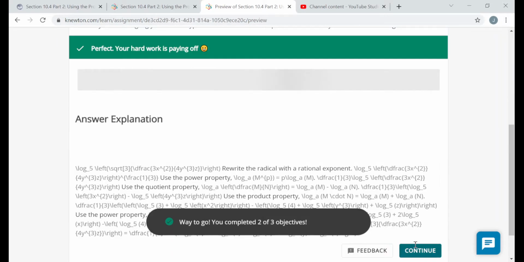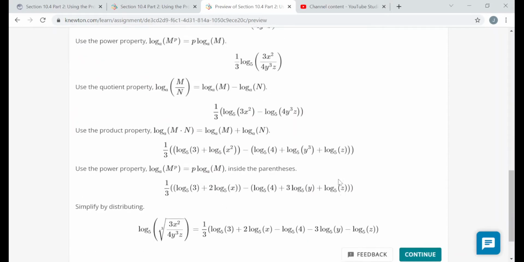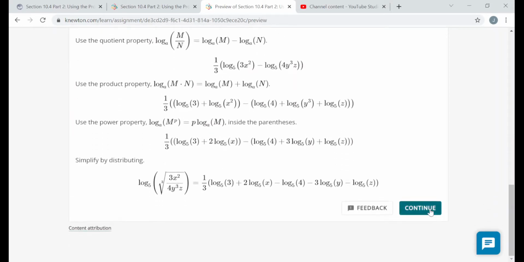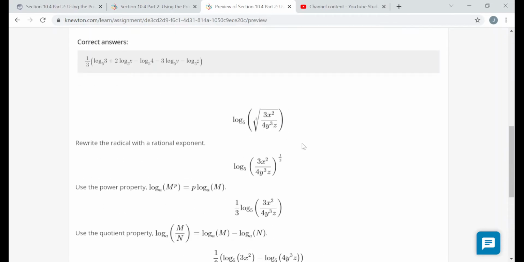Great. All right, again, please read through your answer explanations. All right, then all we'll have to do now is the condensing, right? Just reversing this, taking something like I have here at the end and going backwards to write it as a single log like I started with in the beginning.